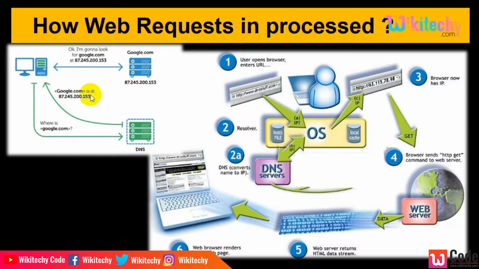In turn, this is given in a different format here. You are able to see a user is entering the URL. Automatically the DNS resolver takes care of converting your name to the IP address, and the IP address is mapped. So the browser will be sending the request to the actual web server. The browser sends an HTTP GET command to the web server, and the web server returns the HTML data stream to the web browser. So the HTML web page will be loaded in the computer. This is how a web request is processed.